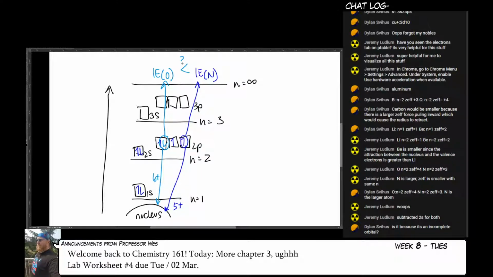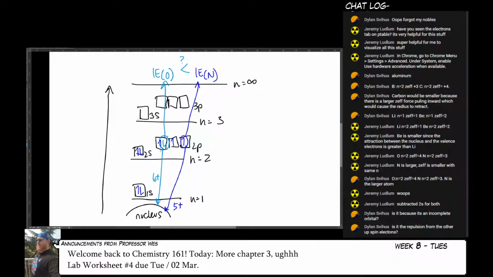We're going to run out of time, so let's just do this. What's going on here? What's special about the orbital that I circled there compared to the other orbitals? You're really close. It's not repulsion from the other upspin electrons, per se.